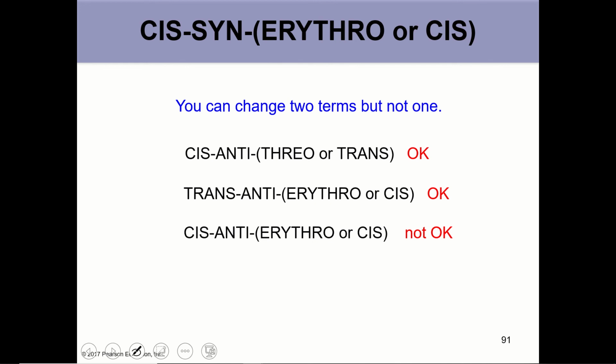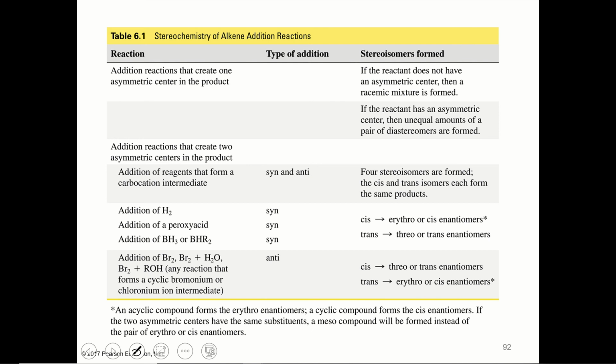I don't recommend this slide. For me, it doesn't make sense. So cis and anti create either the Threo or the trans product. Trans and anti create either the erythro or the cis product. But the cis and anti do not create erythro or cis product. I believe that's how the slide is read. For me, that does not help. I have to physically draw the products. And that's what I recommend for you. Keep paper next to you and draw out the products, okay?